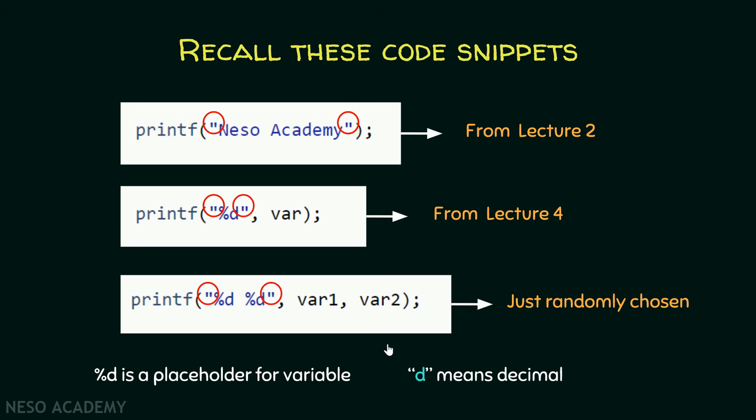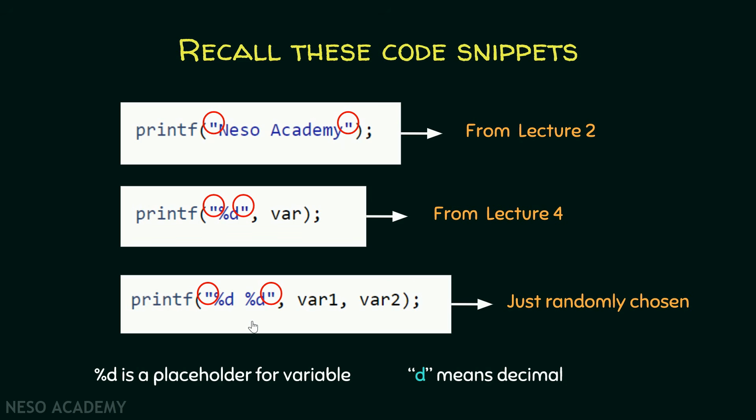If you observe the third code, inside the double quotes you have two %ds. And in between there is a blank, you can see, right? After that you have two variables, var1 and var2. The first %d takes the first variable, var1, and the second %d takes the second variable, var2.